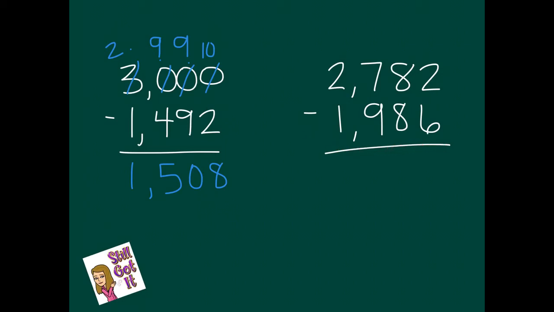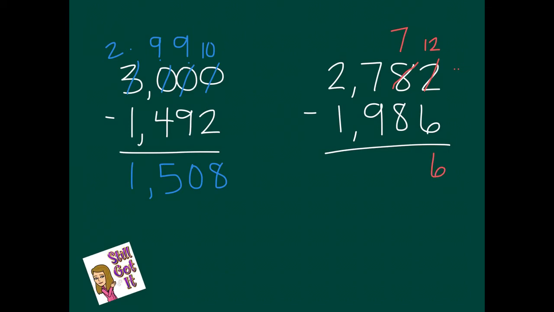1,986. To start this one, I notice right away I cannot do 2 minus 6, so I have to borrow from the tens. So instead of having 8 tens, I've now broken down one, so there's only 7 tens left. Then, because I originally have 2 ones and I'm adding 10 to it, I end up with 12 ones here. So now I can subtract the ones place. 12 minus 6 gives me 6.